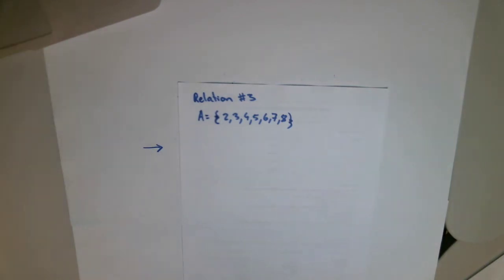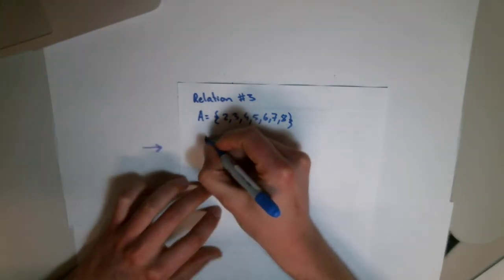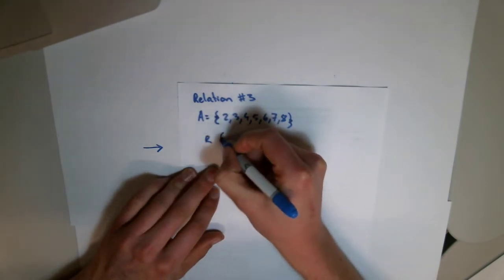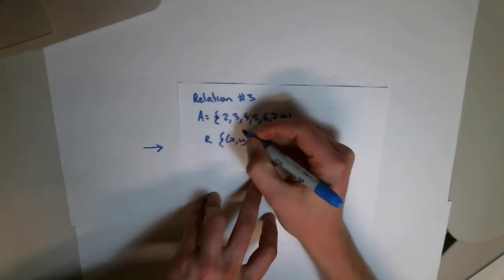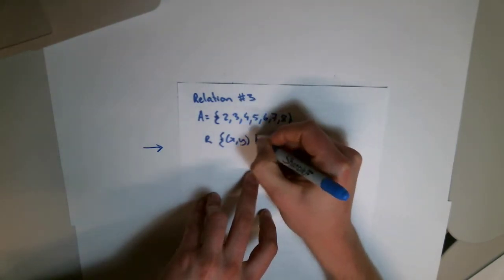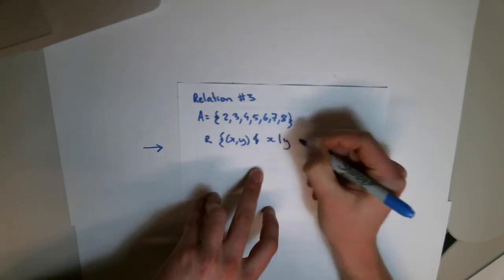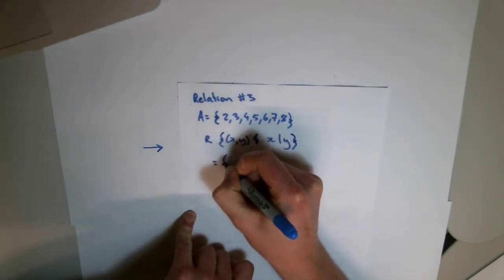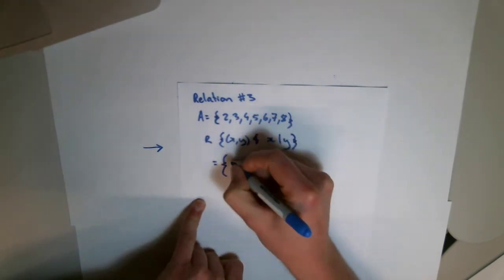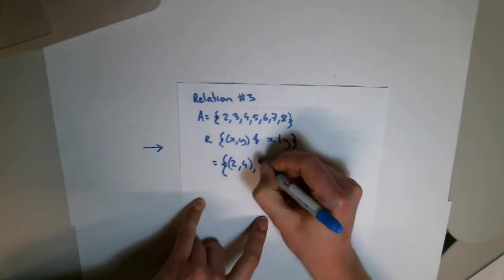Okay, for our third example of relations, we're going to take a look at the same set as we did in the previous example, but a slightly different relation. So this time our relation between x and y is going to be defined as x is divisible by y.